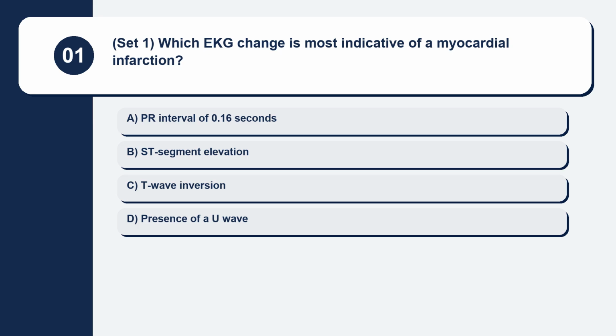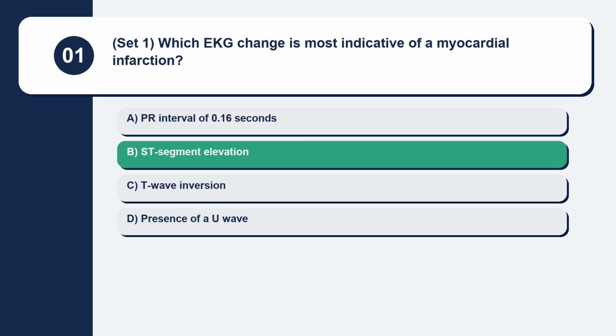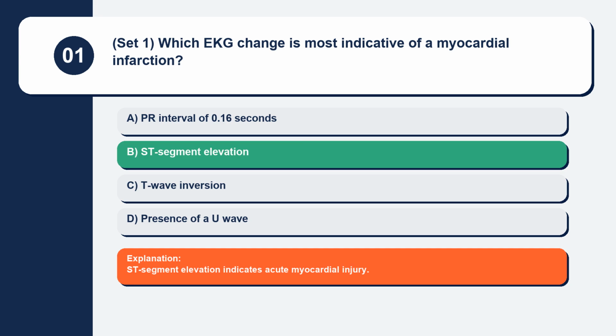Question 1, Set 1. Which EKG change is most indicative of a myocardial infarction? PR interval of 0.16 seconds. ST segment elevation. T wave inversion. Presence of a U wave. ST segment elevation indicates acute myocardial injury.